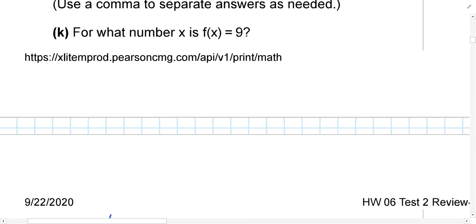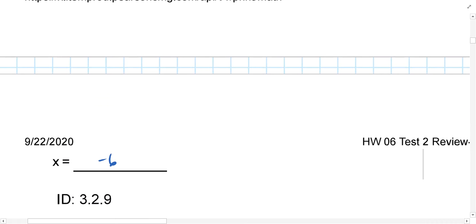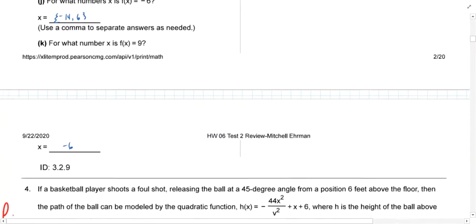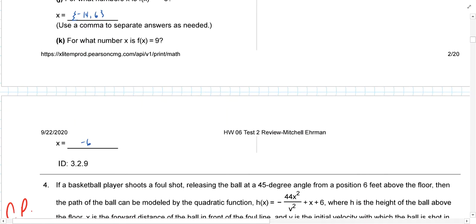For J, again, I used the braces for set notation. And for K, well, it was just a single answer, so we don't necessarily need the set notation there.